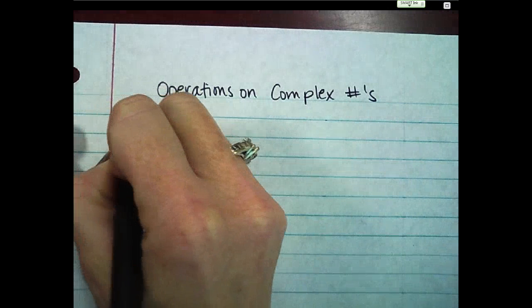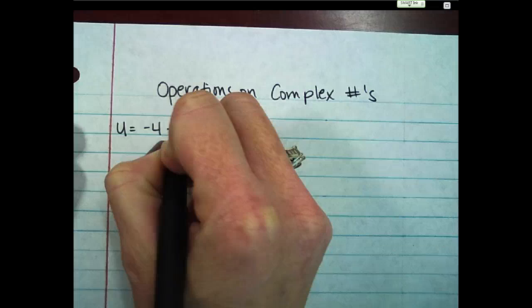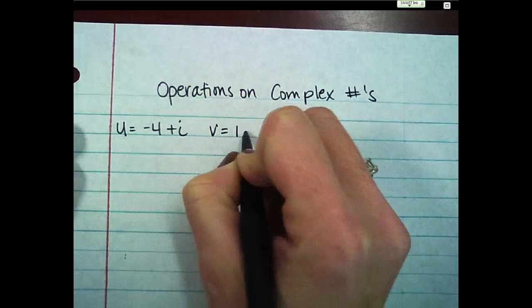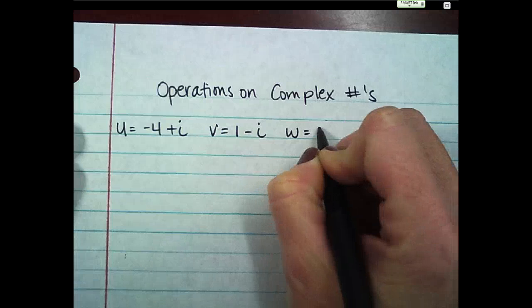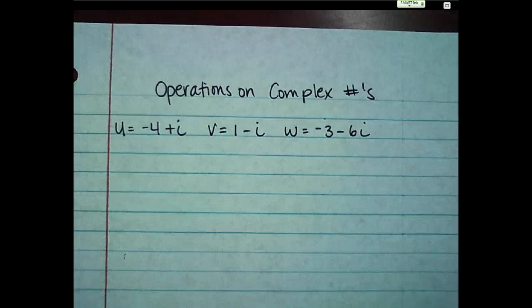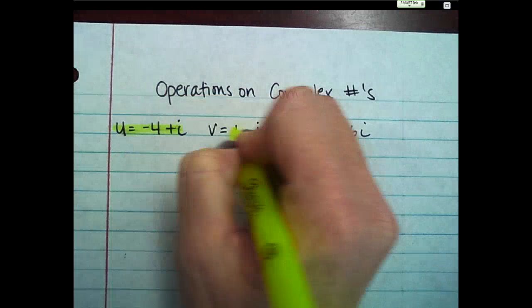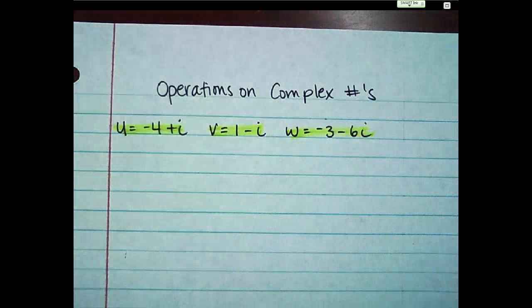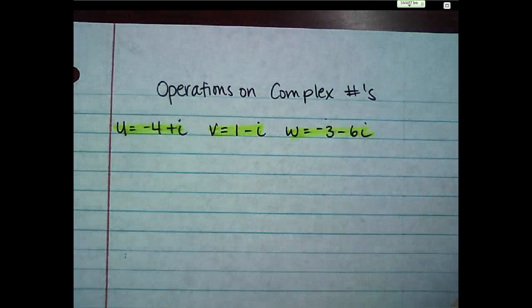Okay? And what it'll do is it will define for you some variables. So it'll say, for example, let's say u equals -4 plus i, and v equals 1 minus i, and w equals -3 minus 6i. So there are your 3 different variables that it defines for you, u, v, and w. And then you're just going to perform different operations on those variables. It's very basic and straightforward.